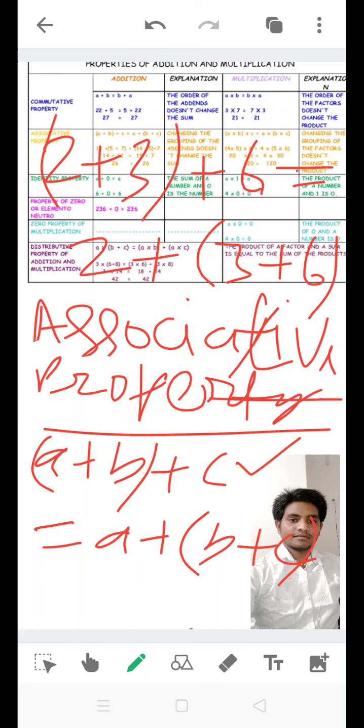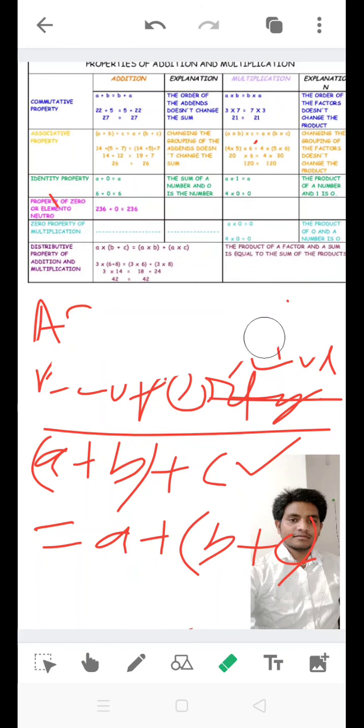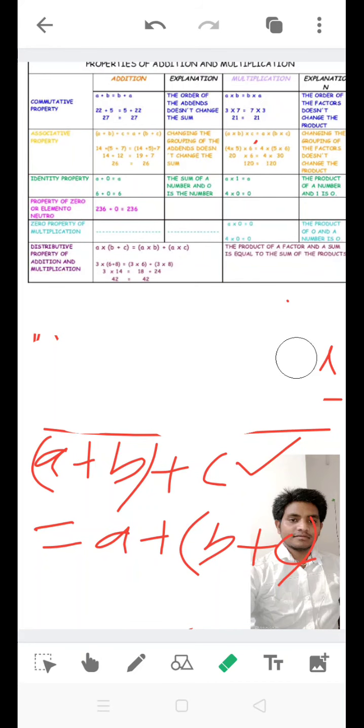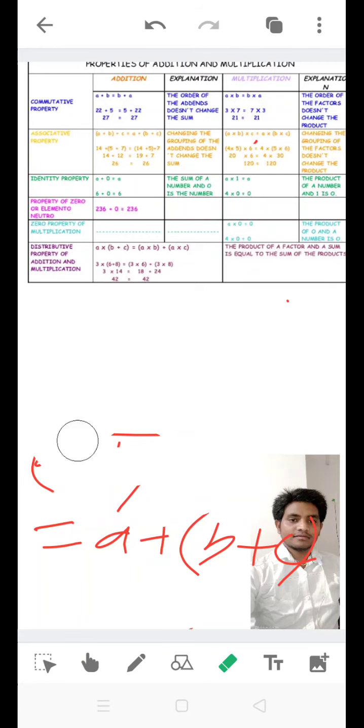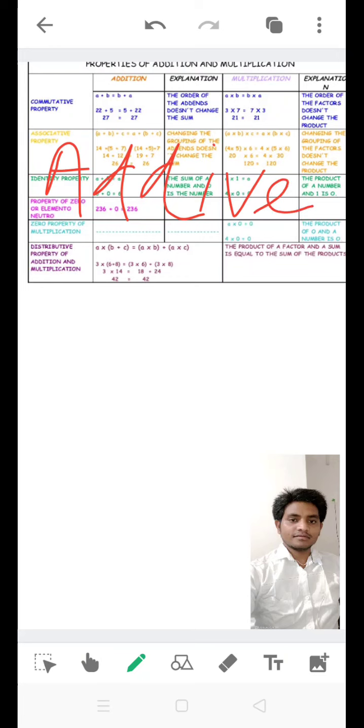The next one is additive identity. What is the additive identity? Look here, dear students. The fourth property is additive identity.